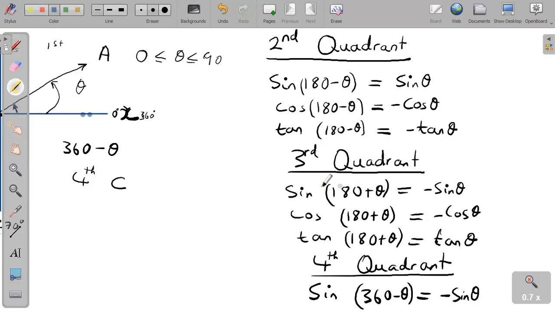Third quadrant, it is the same thing. Sine of 180 plus theta is going to give us a negative sine theta. Cos of 180 plus theta is giving us a negative cos theta, and tan of 180 plus theta gives us a positive tan theta, because we are in the third quadrant and tan is the only one that is positive and the rest are negative.